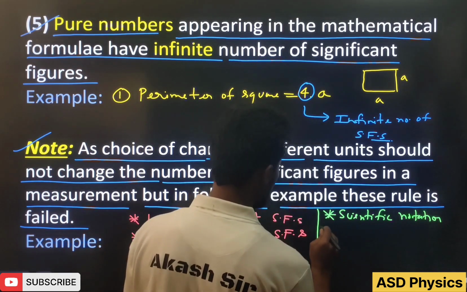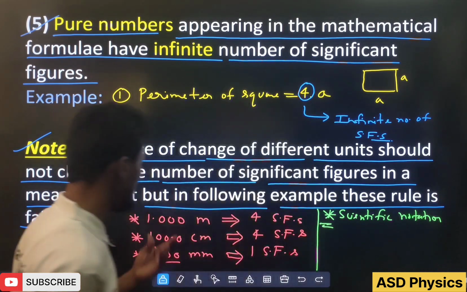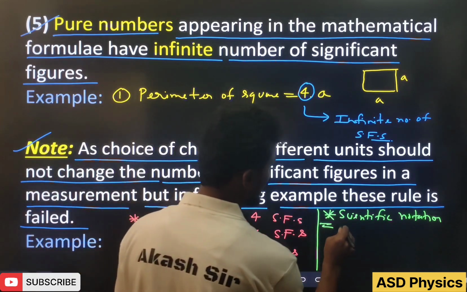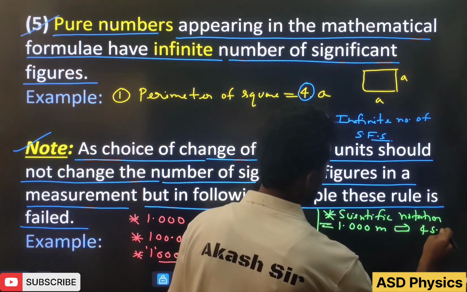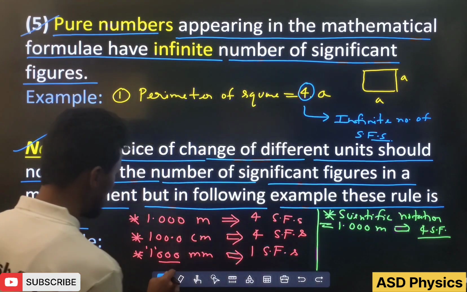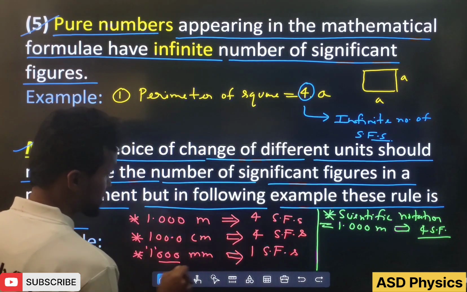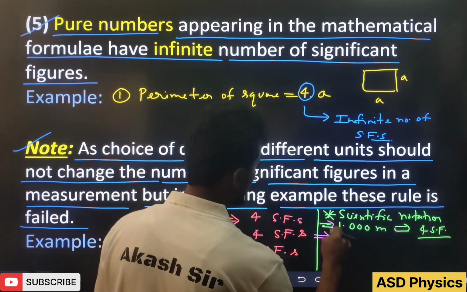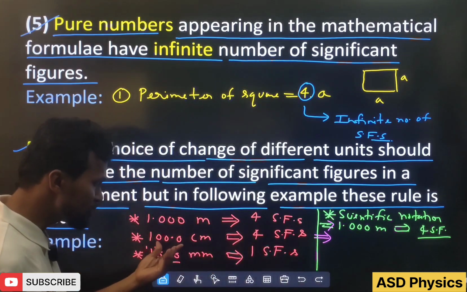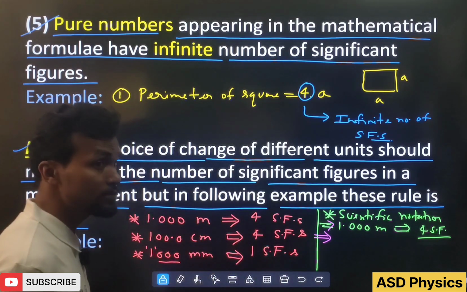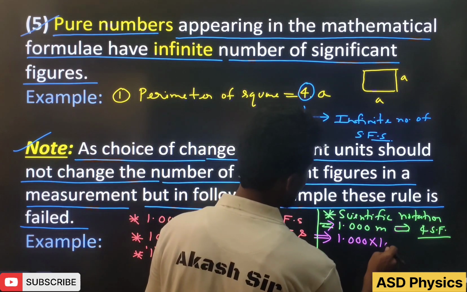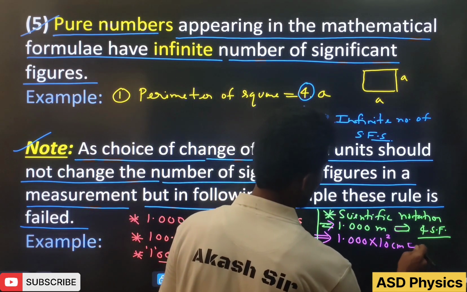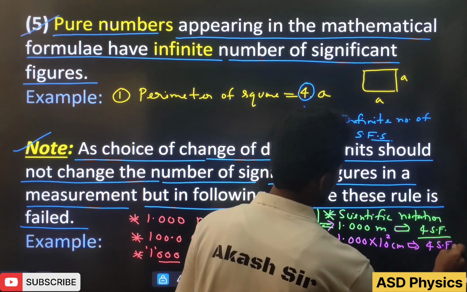Scientific notation. So here in this first situation, like 1.00 meter is there, no problem. 1.00 meter, how many significant figures anyhow? The 4 significant figures. Okay, this is important, that's why I am telling you. Next one, see here. In this situation, 4. But here what I will do, this meter I will write as centimeter, but in a scientific form. So I can write here, see, 1.00 into 10 to the power 2 centimeter. How many significant figures? 4 significant figures are there.